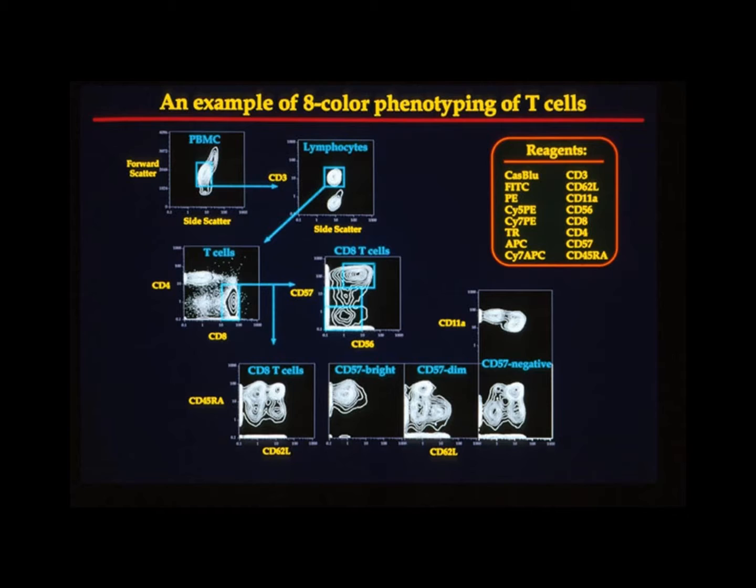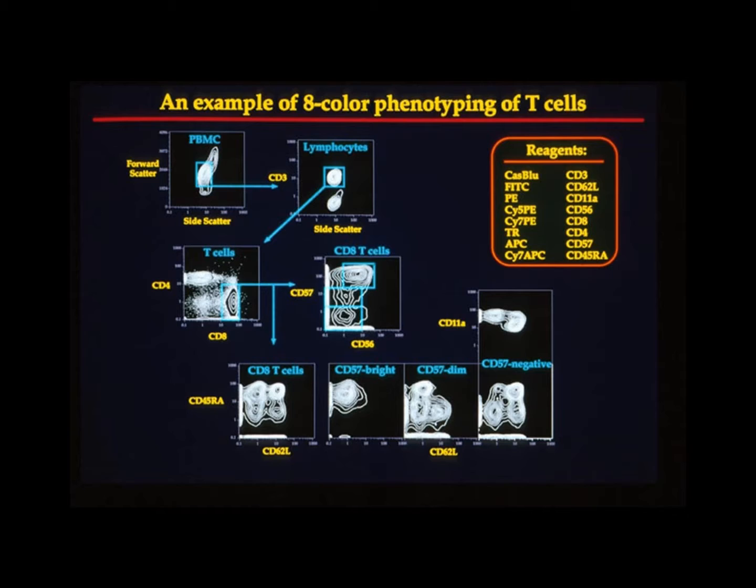And an example of 8-color phenotyping of T cells. This is not a complete lecture about everything that we're doing, because it's covering a lot of years, 30 years, and we're moving rather rapidly, and just picked out a few slides which I thought would be useful for you to see. So this is gating with a bunch of different reagents, and I think you can see how the gating works.